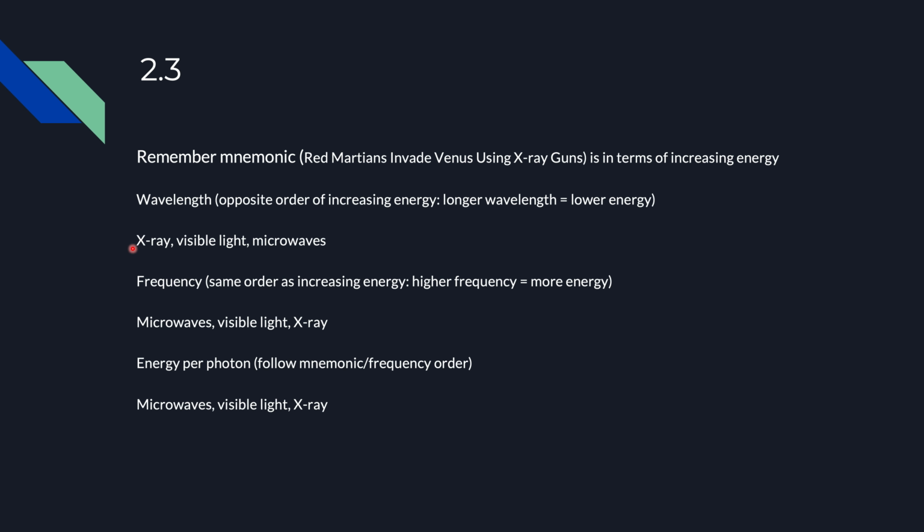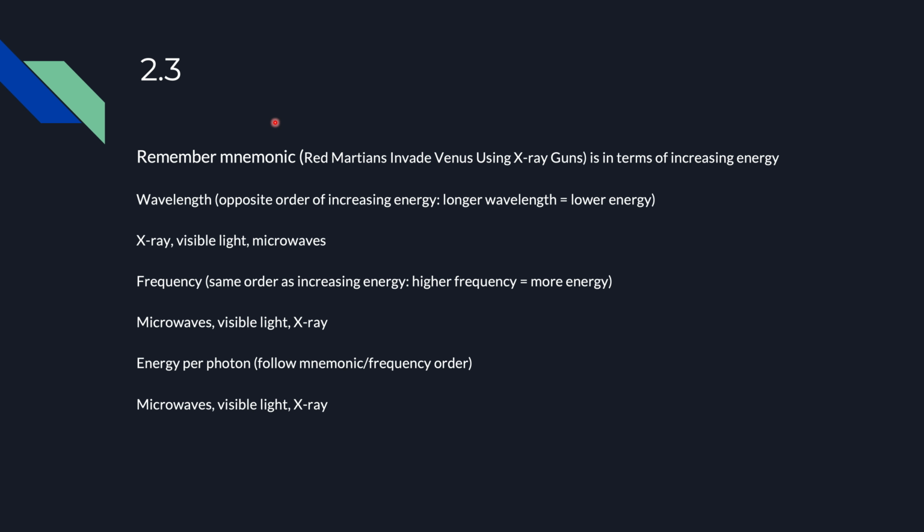So since X-ray is near the end, visible light is in the middle, and microwaves is all the way at the beginning, you're going to want to flip the order: X-ray at the beginning, visible light in the middle, microwaves at the end, since wavelength is inversely proportional to frequency and therefore inversely proportional to energy as well. X-ray has the highest energy, highest frequency, and lowest wavelength. Visible light is in the middle. Microwaves has the longest wavelength, lowest frequency, and lowest energy.